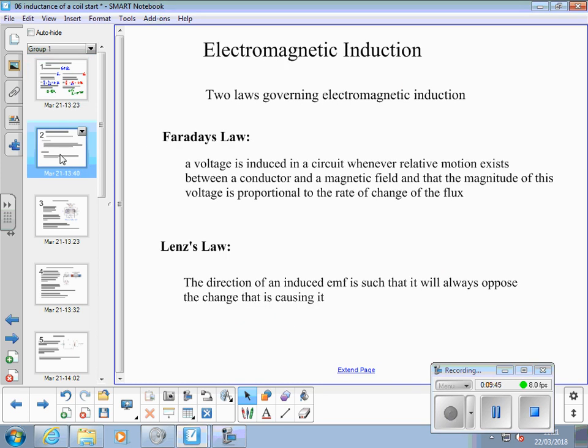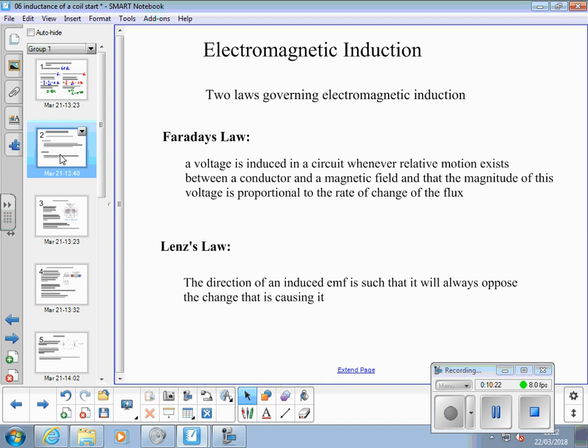electromagnetic induction. 2 laws govern electromagnetic induction. Faraday's law. Okay? Faraday's law says that a voltage is induced in a circuit whenever relative motion exists between a conductor and a magnetic field, and that the magnitude of this voltage is proportional to the rate of change of flux. So that's a complicated, worded explanation of Faraday's law.